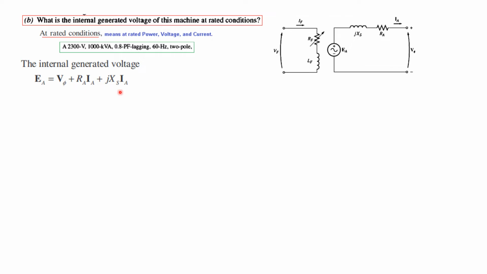From here you can see that EA is actually the phase voltage V phi plus the drop in the armature resistance and plus the drop in the armature reactance. So that is what is written here: V phase, the drop in the armature resistance and the drop in the armature reactance. So first of all we need to find what is IA.